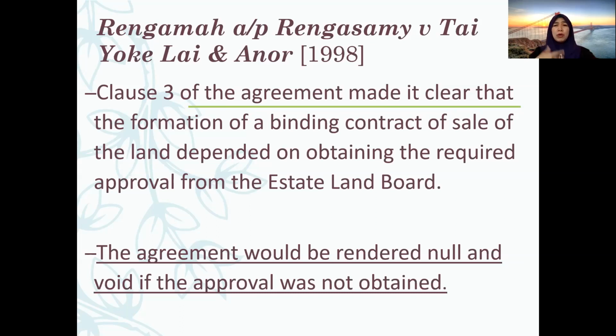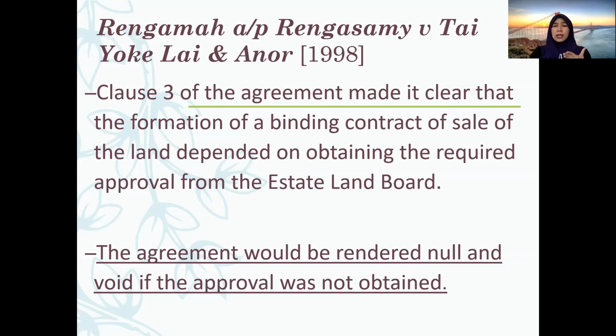So it all depends on whether the approval was obtained or not. You can't really say it was illegal or unenforceable. And then the court said, well, the agreement would be rendered null and void if the approval was not obtained. So it's made conditional. If you get the approval, then there's nothing wrong with the agreement. It's completely legal and enforceable.